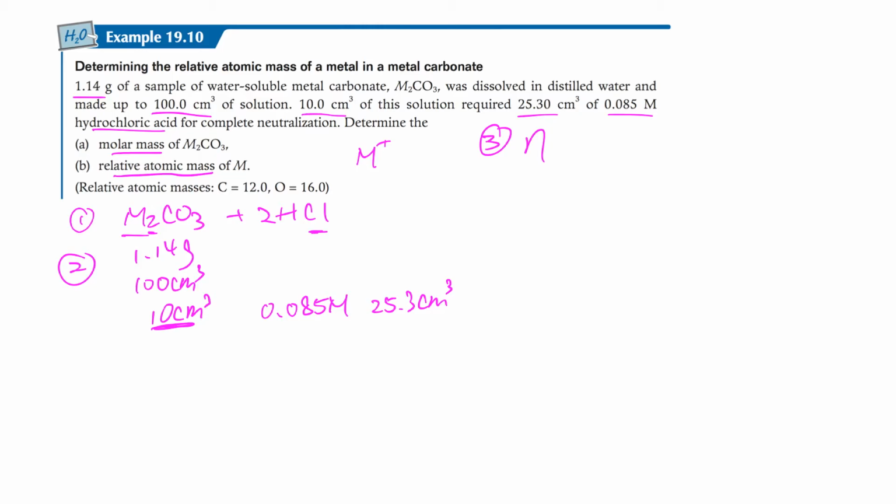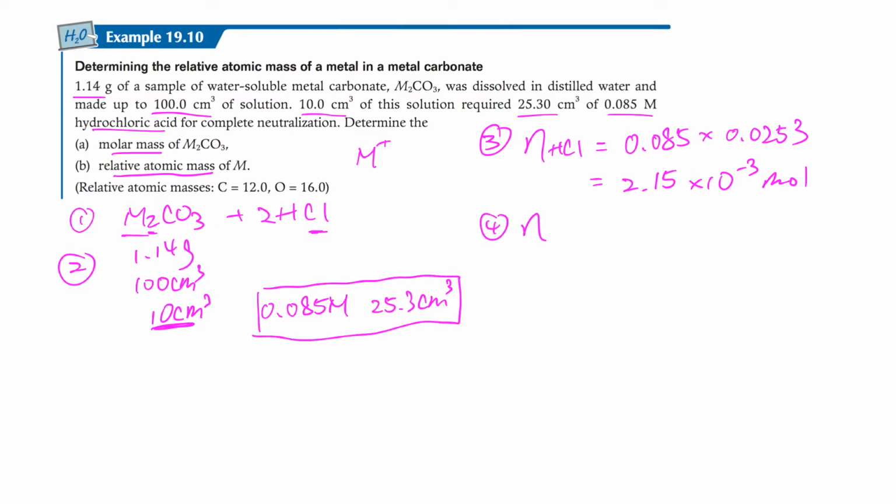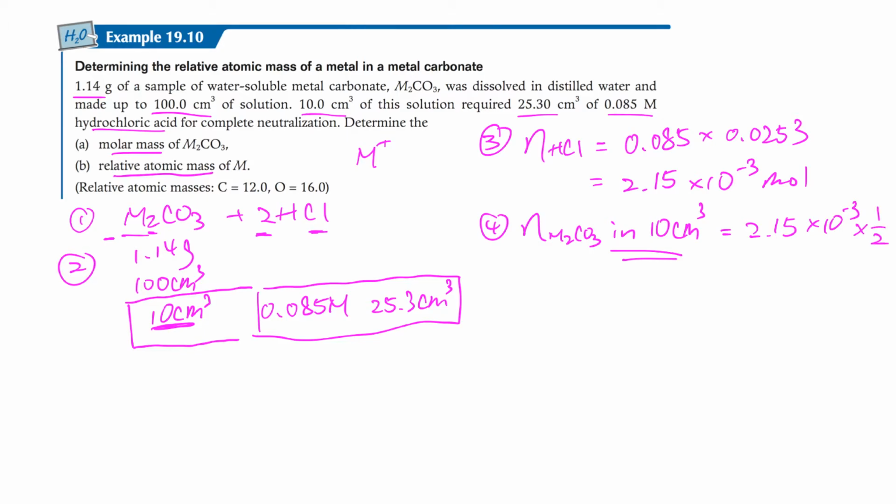Number 3, the number of mole of HCl will be equal to 0.085 times 0.0253, which will equal 2.15 times 10 to negative 3 mole. And then we're going to find M2CO3 in 10 cm cube. This one is very important. It will equal 2.15 times 10 to negative 3, divided by 2 times 1. So the answer will be 1.08 times 10 to negative 3 mole.